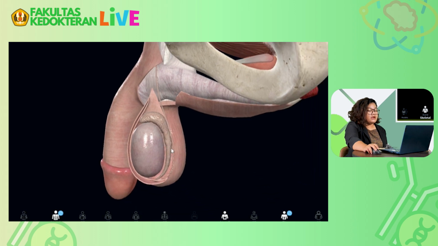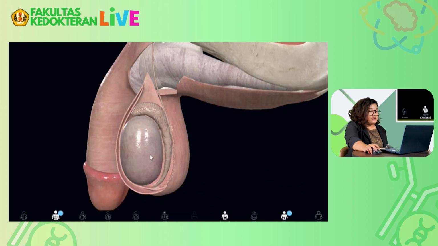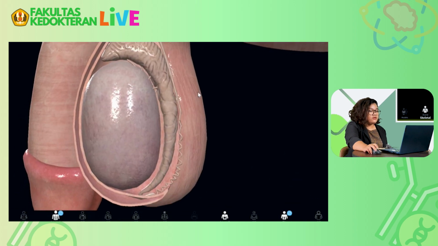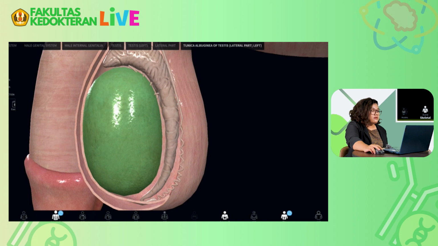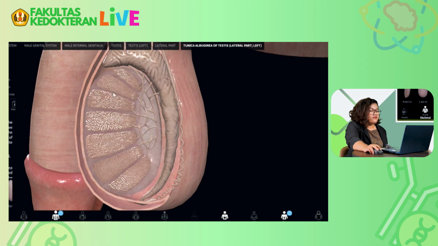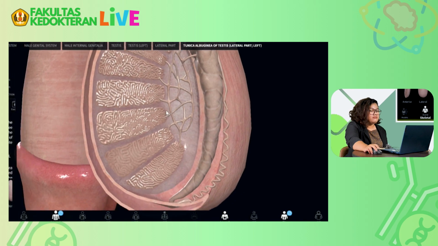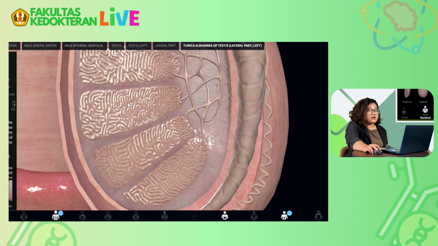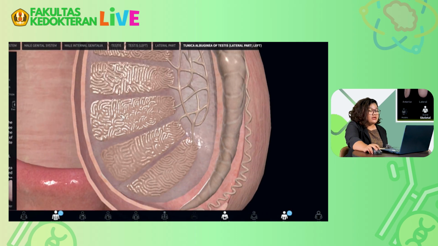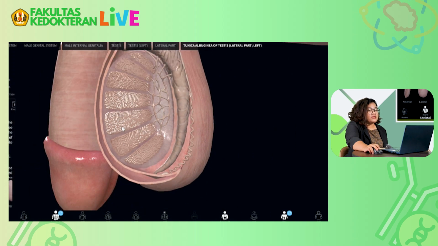This is the testis. I already peeled off the other layers, so you can see only the testis here and the epididymis on the outside of it. Okay, I removed the tunica albuginea first, and then you can see the minuscule ducts of the testis. These are where the sperm is produced, these small minuscule ducts, and this one part of the testis is called the testis lobules. So you can visualize it better.